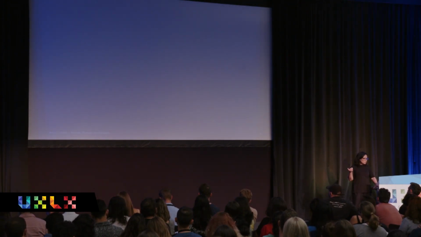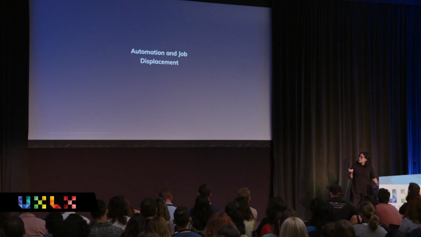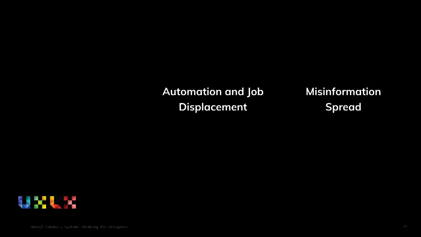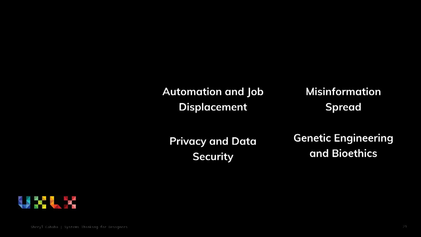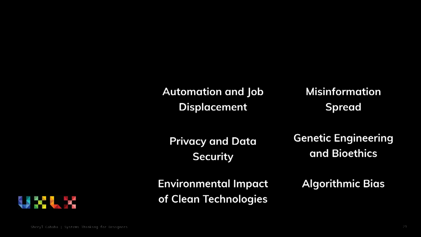So if you're working on digital technology products and services, there are lots of potential unintended consequences. There's automation and job displacement. There's misinformation spread. There are issues of privacy and data security, genetic engineering and bioethics. I just found out about that one scientist who made CRISPR babies. We can't have CRISPR babies now, but he went ahead and did it before anybody said he couldn't. Environmental impact of clean technologies. So literally what happens when we're trying to dispose of batteries for things like electric vehicles, right? And then algorithmic bias, which permeates everything that we do in digital technology.